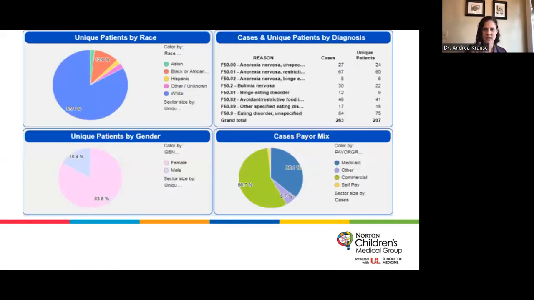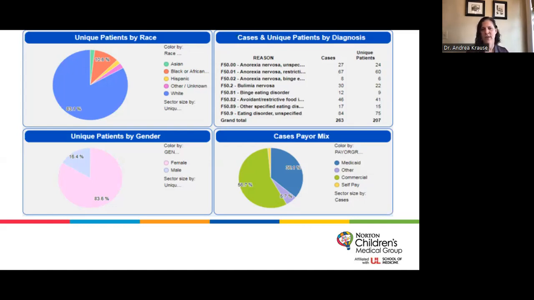And then these pie charts here will show there's some diversity that we're seeing with race. And then by gender, the breakdown is pretty similar, where it's about 85% female and 15-16% male, which is what we would expect. And then something that maybe you all don't think about much, but I do think about a lot in my job, is the case payer mix, in that close to 40% of these patients are on public assistance, on Medicaid.